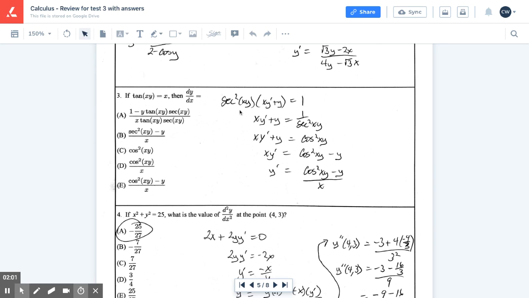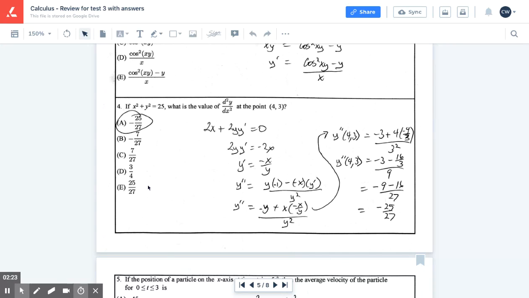Okay, I divided by secant squared here, so that gave me 1 over secant squared. And 1 over secant squared is the same thing as cosine squared. So that leaves me with x y prime plus y on the left. Subtract the y over, and then divide by the x. There's my answer, and it matches with E.